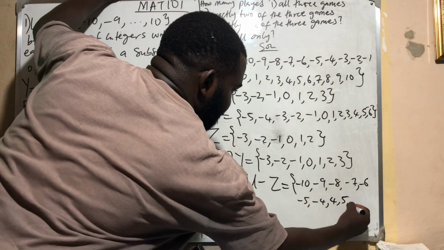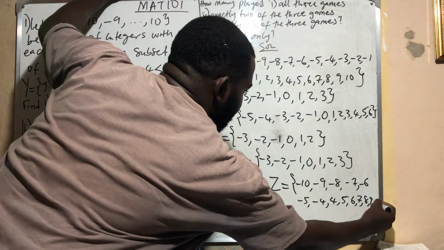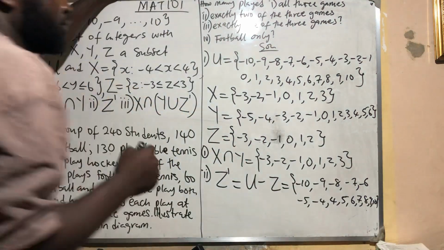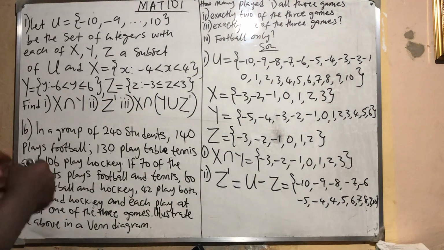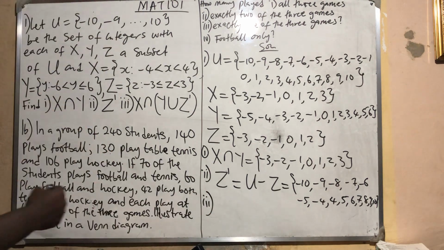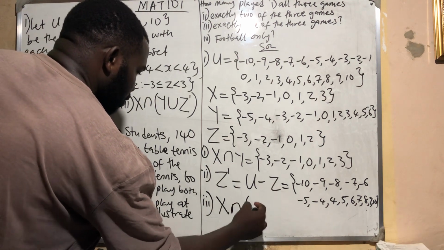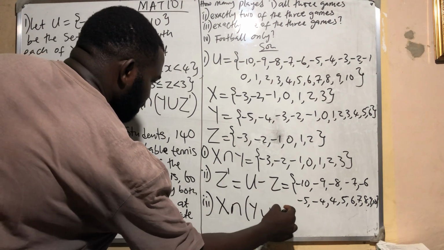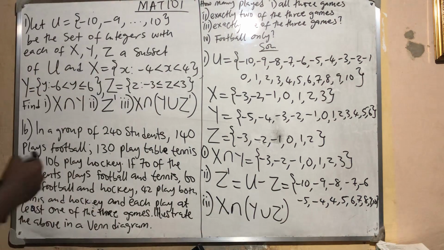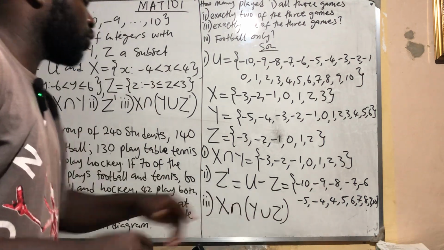4, 5, 6, 7, 8, 9, and 10. All right? So these are z complement. So the next one, I now said we should find x intersection y union z complement. Now, before you find this, you first of all need y union z complement.